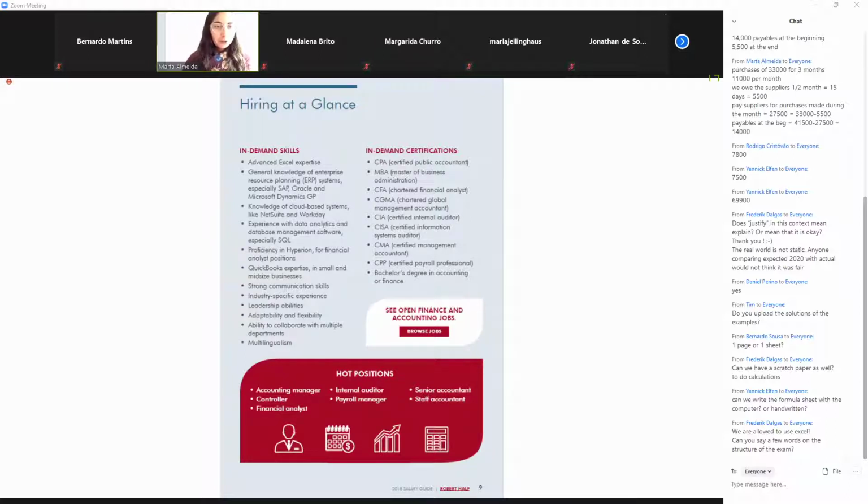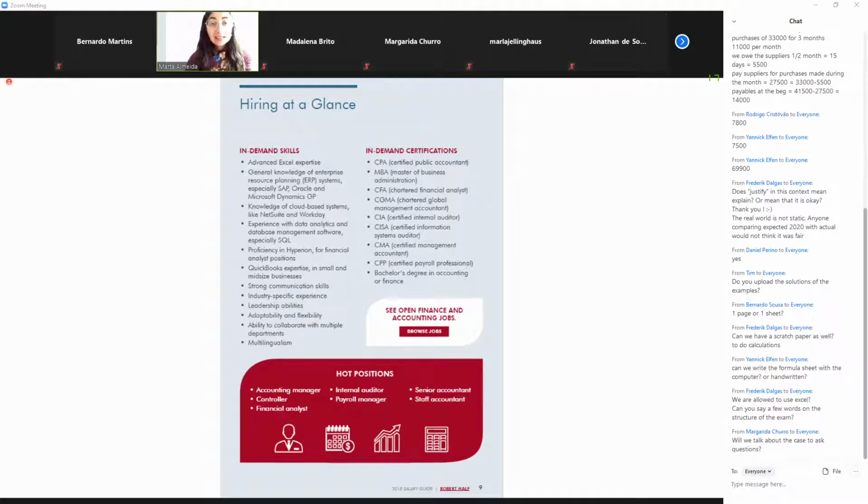Then they ask for leadership abilities, adaptability and flexibility. Remember when we watched that video from SIMA in the first class, and they talk about adaptability and flexibility. This is a skill that is important. And I'm pretty sure you're developing this skill, because as we had to move everything online, you had to adapt and be flexible to be online, learning online, and do group work online. I'm also sure that you're developing the ability to collaborate with multiple departments. We also discussed this earlier on.